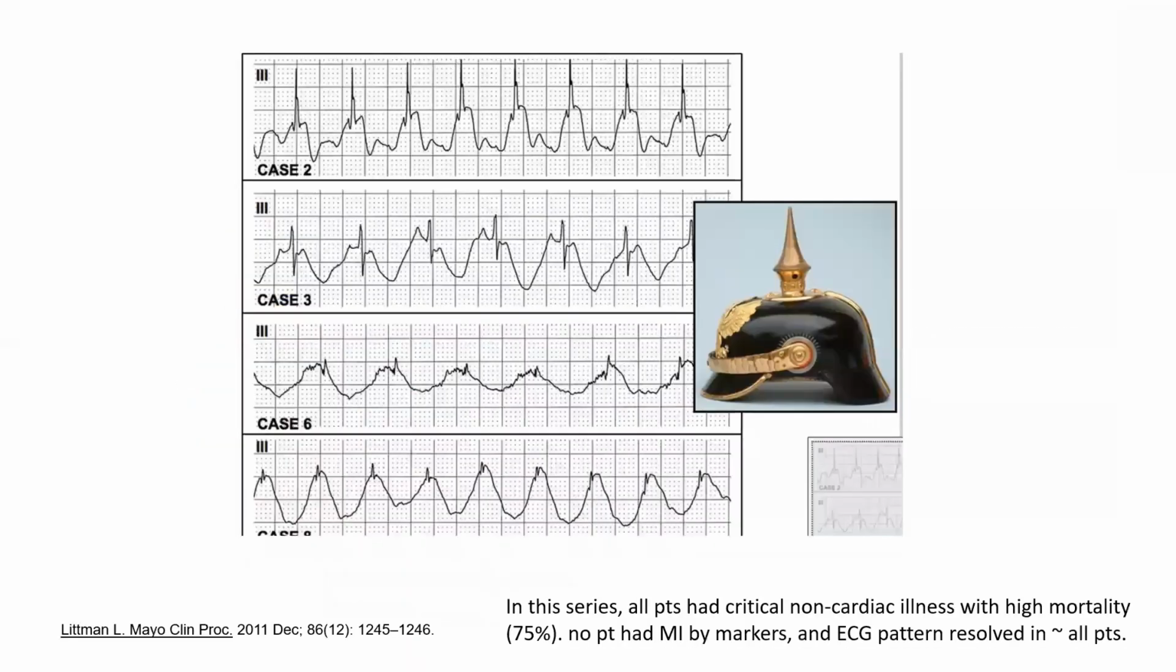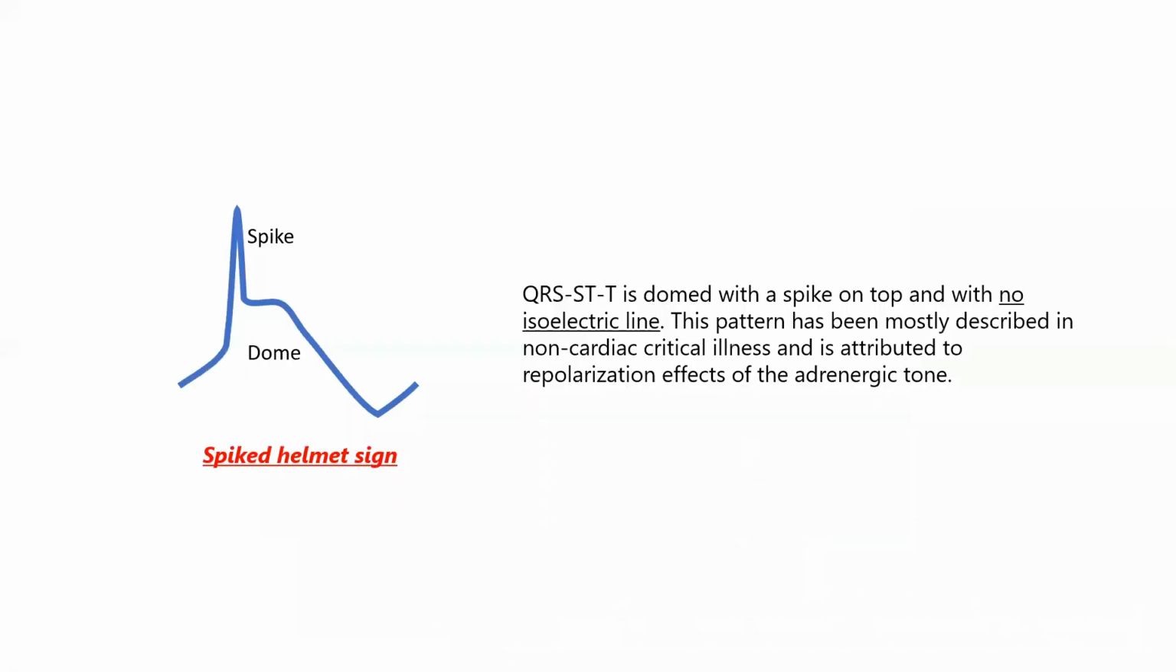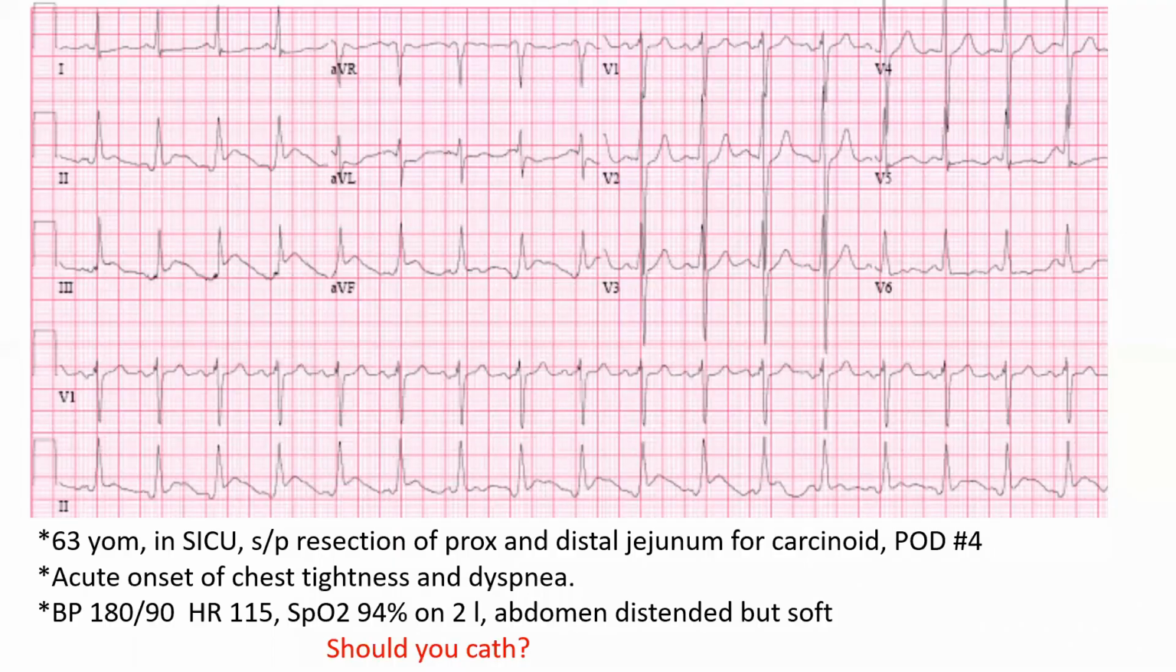It tends to be transient. And in a case series of 8 patients described in 2011, none of those patients had a STEMI, none of these patients had an MI by markers, and 75% of them died. So they tend to be non-cardiac critically ill patients with a transient finding. So what I suggest you do: one, recognize the pattern; two, repeat the EKG. It will normalize half an hour to an hour later.